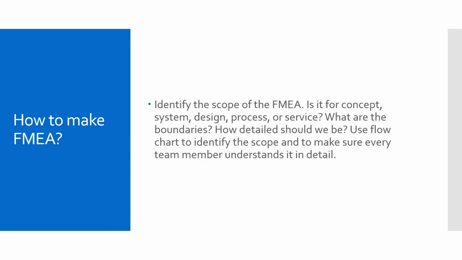Step 2. Identify the scope of the FMEA. Is it for concept, system, design, process, or service? What are the boundaries? How detailed should we be? Use a flow chart to identify the scope and to make sure every team member understands it in detail.